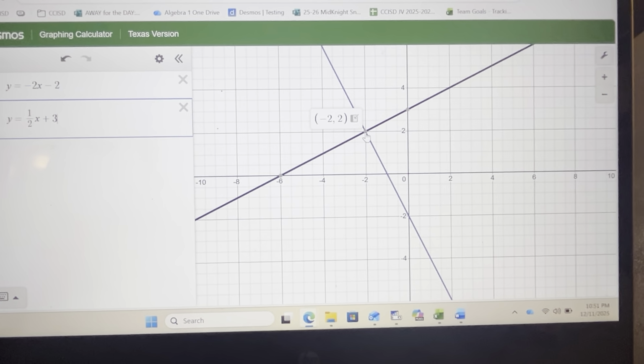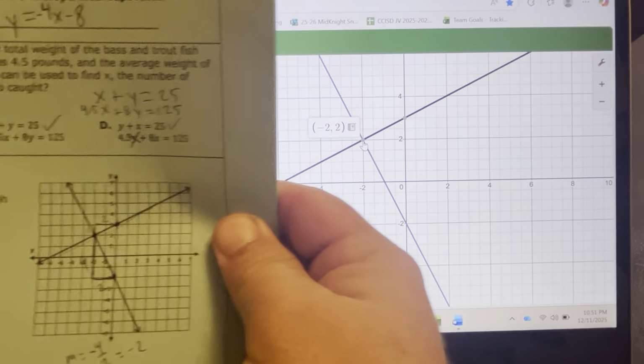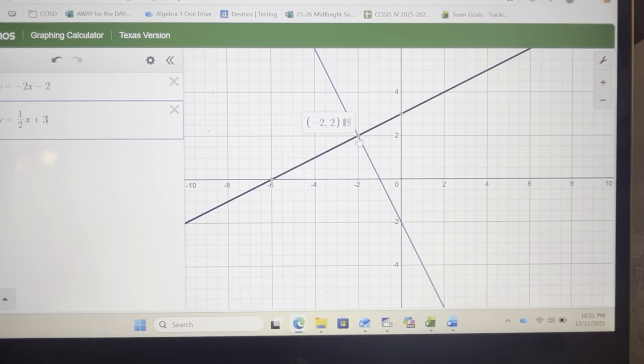The lines look pretty much identical. If I look at those lines next to the Desmos, they're pretty much the same lines. And so we did get it correct, and we checked it in Desmos as well.